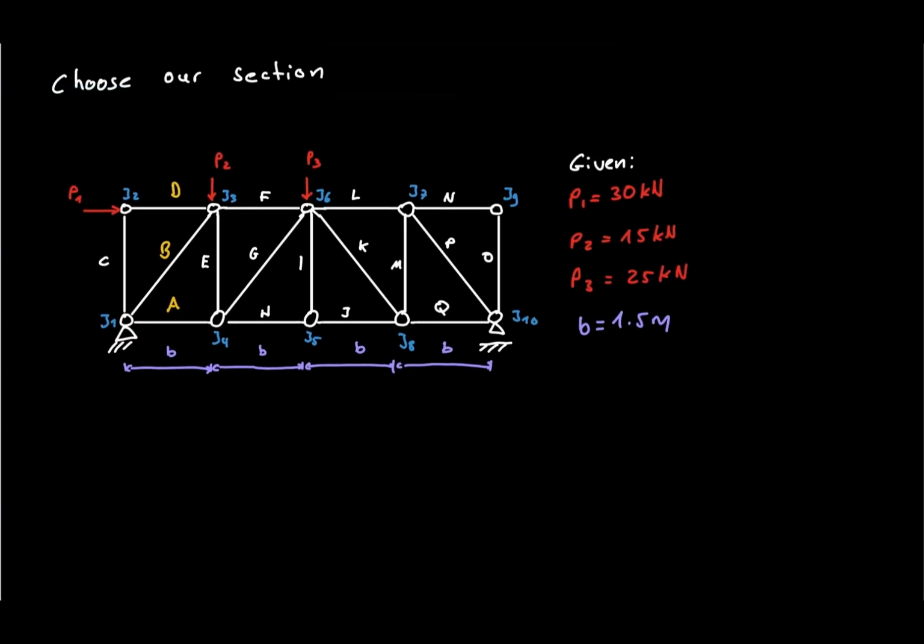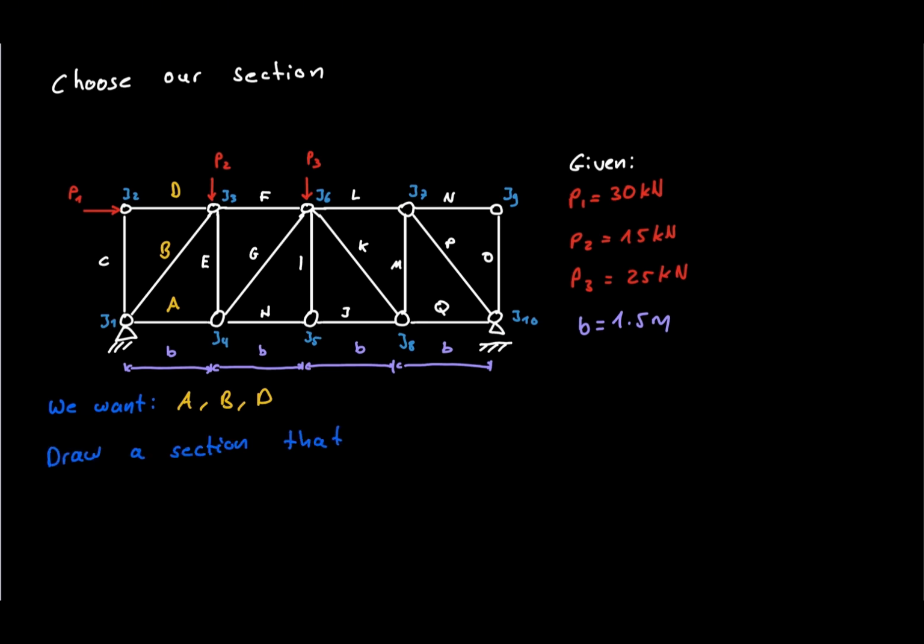Let's apply the method to the same truss we used in the previous lesson. This time, our horizontal load is 30 kilonewtons. The first vertical load is 15 kilonewtons, and the second vertical load is 25 kilonewtons. Each panel has a width and height of 1.5 meters. Suppose we only want the forces in members A, B, and D.